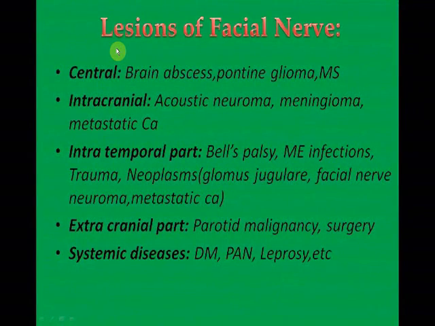Lesions of the facial nerve. Now what can be the causes? There can be a central cause like brain abscess, pontine glioma, multiple sclerosis; intracranial part: acoustic neuroma, meningioma, metastatic carcinoma; intratemporal part: Bell's palsy, middle ear infections, trauma, neoplasms like glomus jugulare, facial nerve neuroma, metastatic carcinoma; affecting the extracranial part, that is the parotid malignancy, any parotid surgery, and any systemic disease like diabetes mellitus, polyarteritis nodosa, leprosy, etc. can cause lesions of the facial nerve.